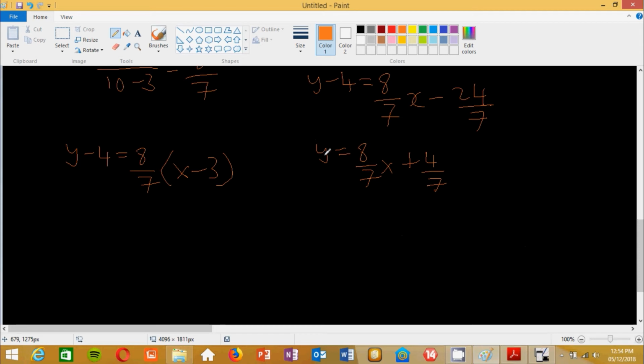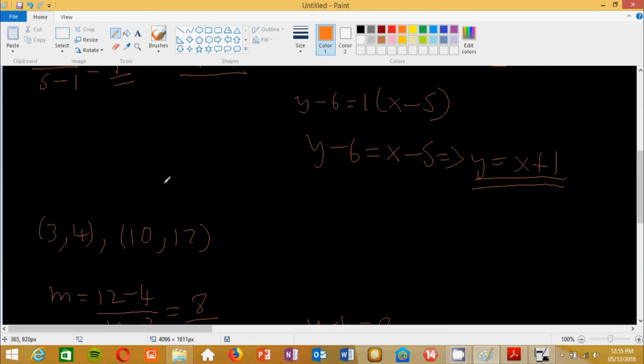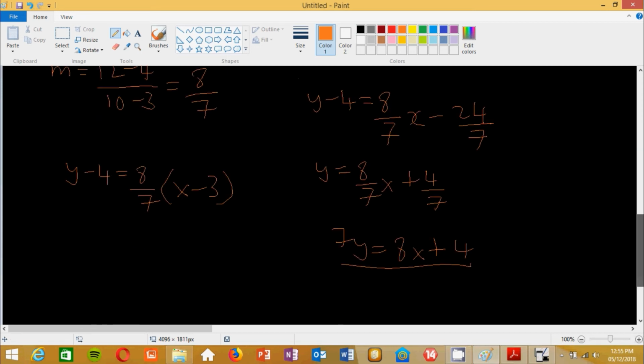If you want to, you can multiply throughout by 7, which would give you 7y is equal to 8x plus 4. This answer would also be accepted. So this answer would be accepted, this answer would be accepted, and this answer would be accepted as well. And lastly, we can pick the other coordinates as well. So it would be y minus 12 is equal to 8 over 7 multiplied by x minus 10. And if you simplify it, you would get these answers as well.